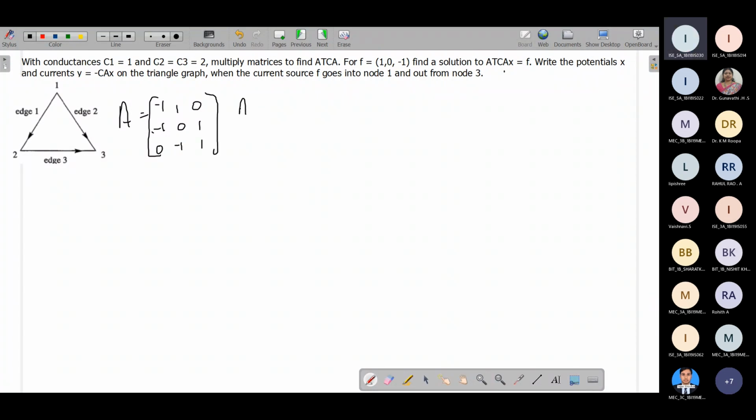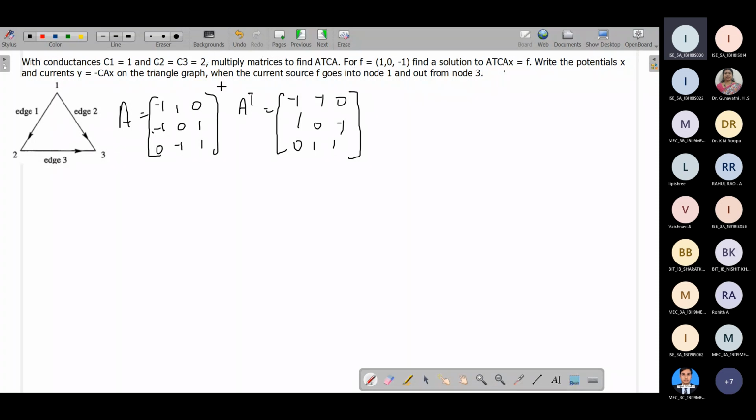Again, for this, we have to find A transpose, because we have to find A transpose C into A. So A transpose is minus 1, 0, 1, 0, minus 1, 0, 1, 1. Now the conductances they have given: C1 is 1, C2 and C3 are 2.